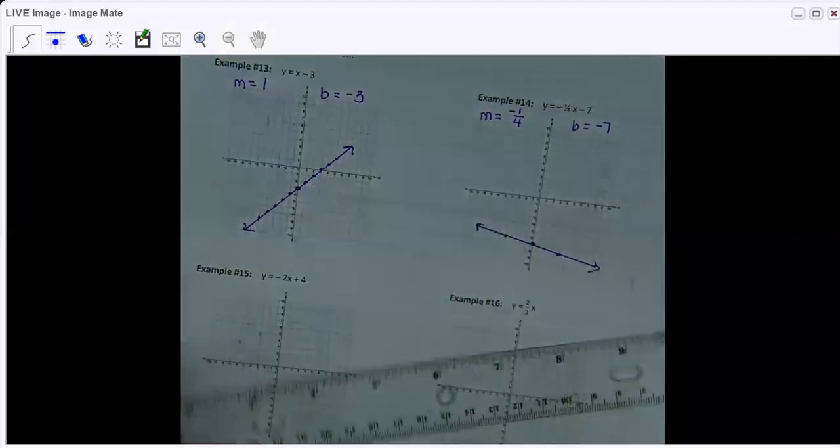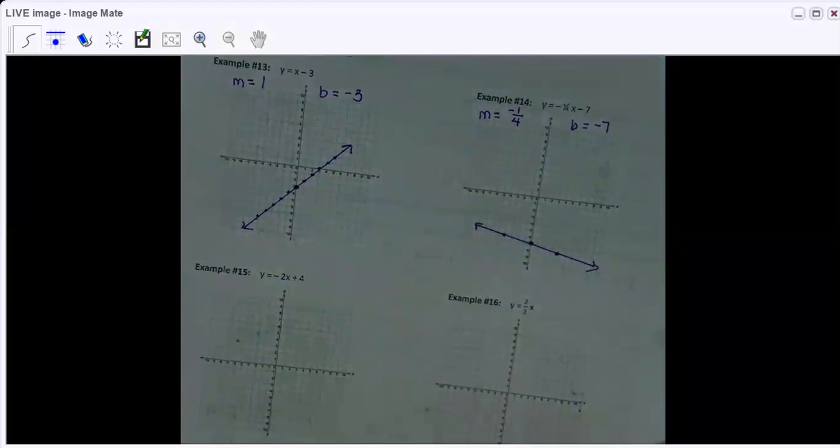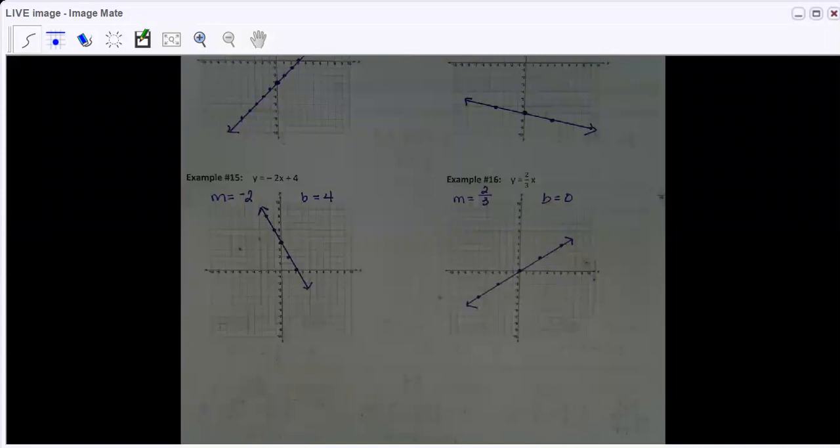Okay. There you go. All right. I want you guys to graph 15 and 16 on your own, and then we will be done with lesson 3 review. Okay, so that was it. This concludes lesson 3.